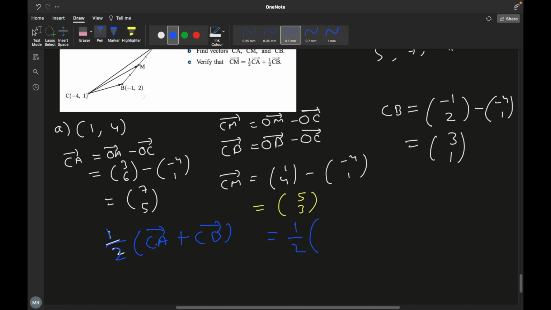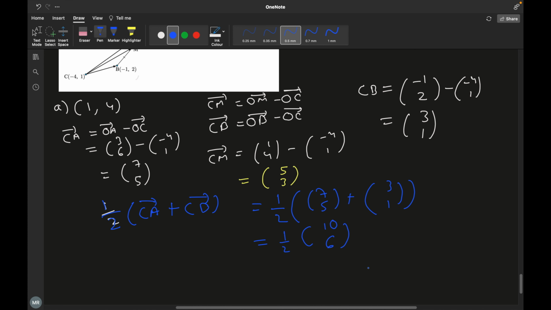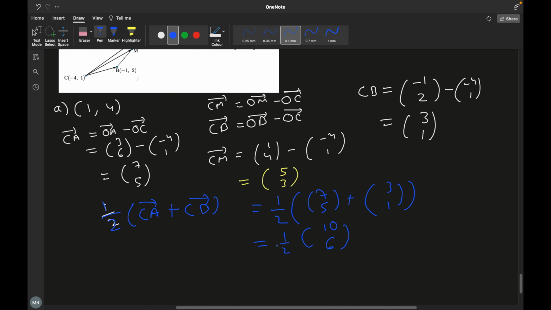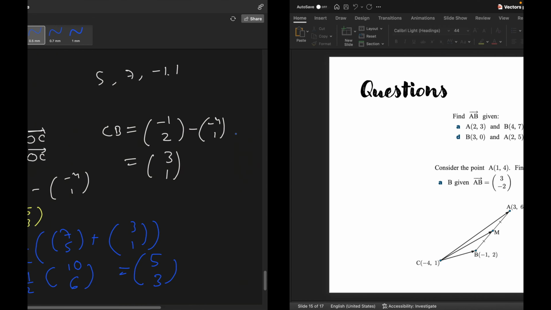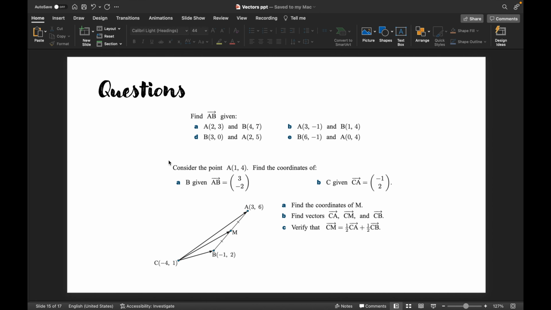Half into, we know that CA, where's CA? This is 7, 5 plus CB is 3, 1. It's going to be half into, this is 10 and this is 6. Just like basic multiplication, you have to multiply 1 by 2 with 10. So we get 5, 3. So CM is indeed half CA plus half CB, and therefore we have verified this. And that's it for this topic.